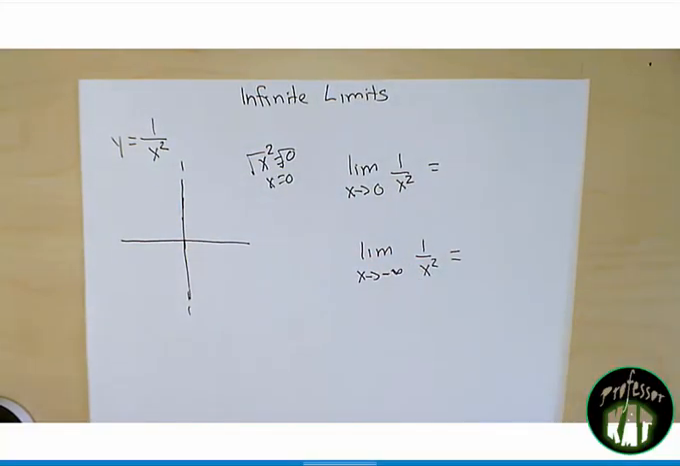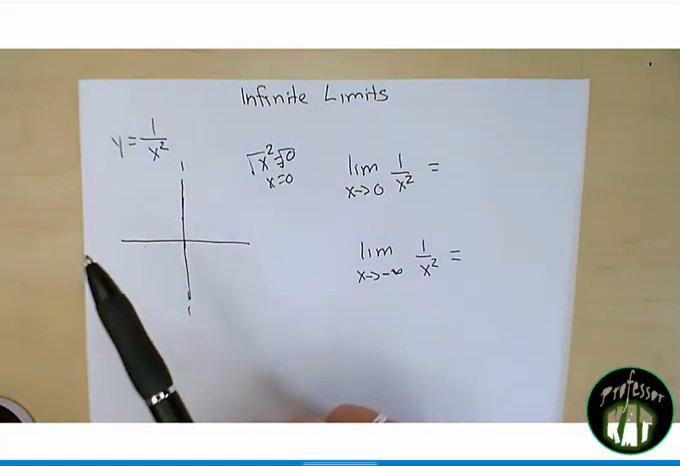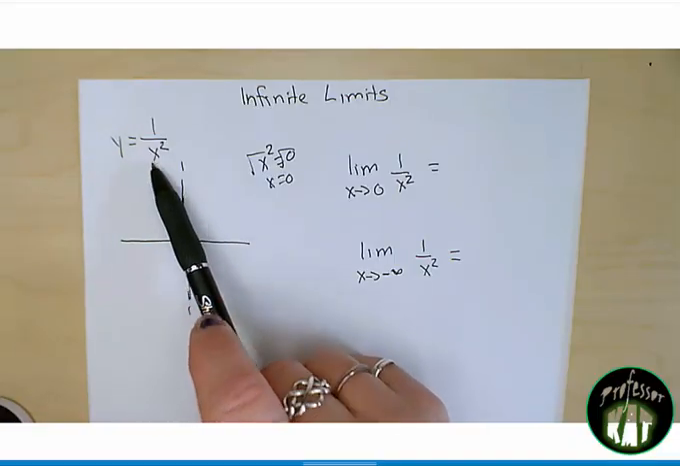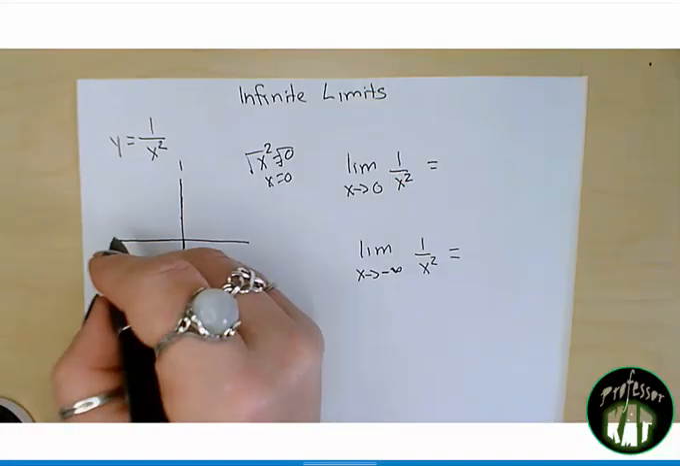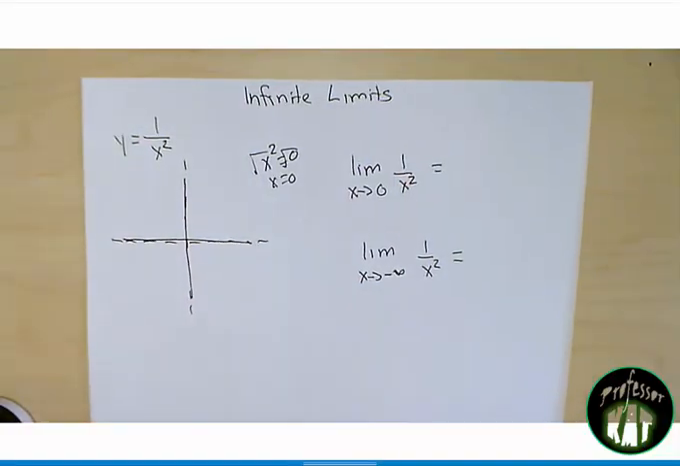That tells us that we have a vertical asymptote at 0 here. Now, horizontal asymptotes, if you compare the degree of your numerator to the degree of the denominator, right? We don't have a variable in our numerator, so that's definitely less than our denominator, which also tells us that we have a horizontal asymptote at 0 here.